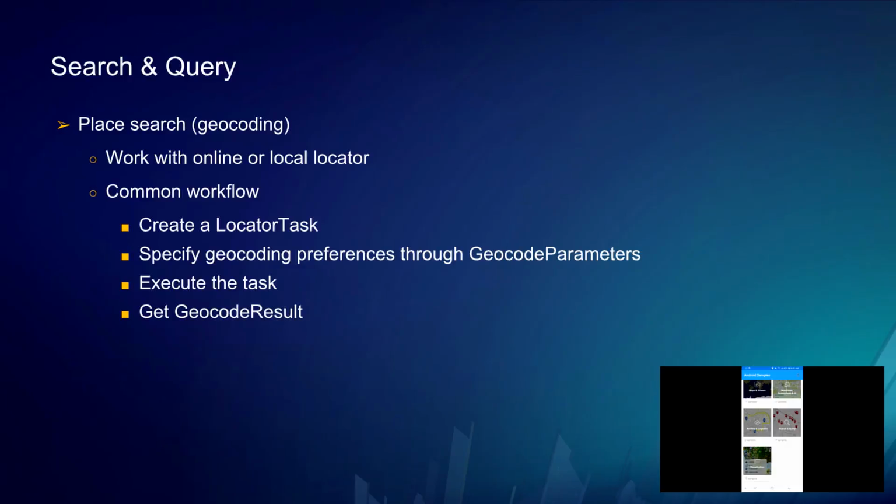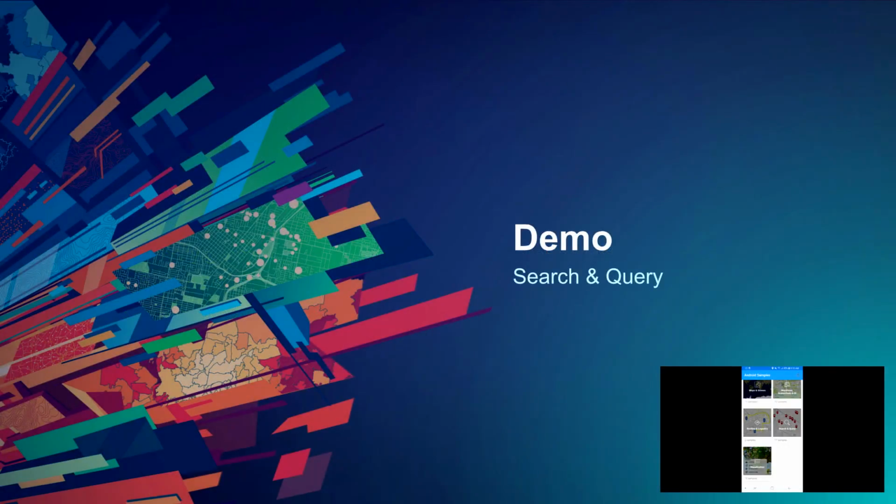The geocoding works both offline and online. If you have the locator database stored on your device, you can work offline. And here's a common workflow to work with the locator task: specify the parameters, execute the task, and get a result back.